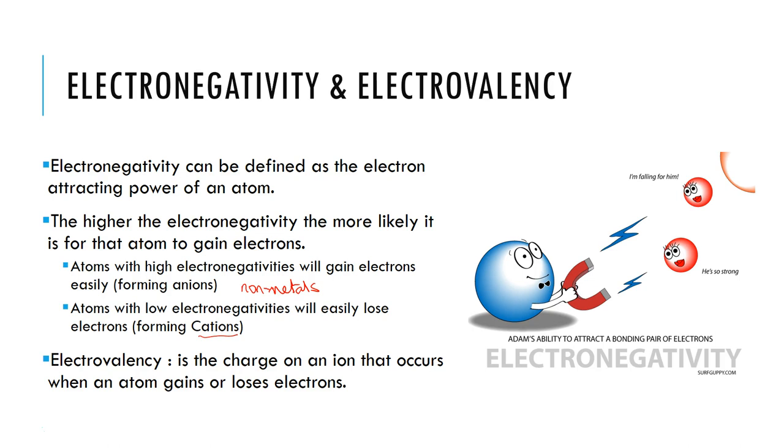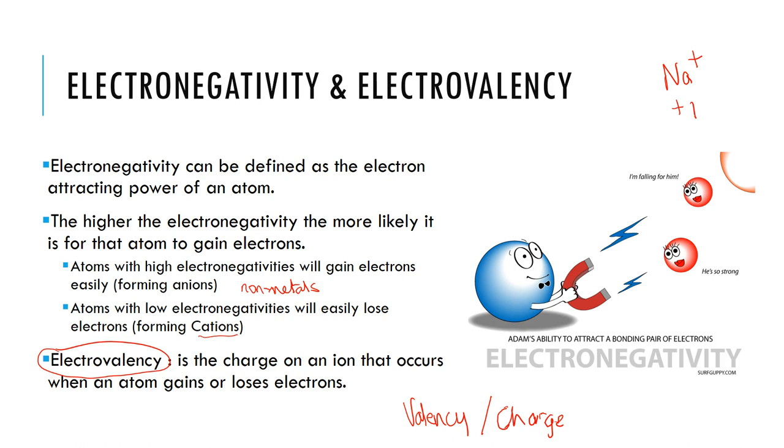Then another term for us to remember is electrovalency. You may have heard the term valency or charge. Electrovalency is the fancy chemistry term that we use to say the charge on an ion when that atom has lost or gained electrons. So we've got sodium. When sodium loses its electron, it becomes plus, so the electrovalency of sodium would be +1.